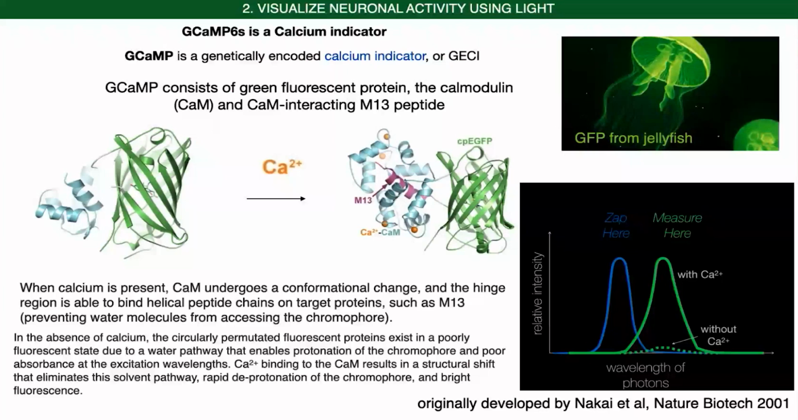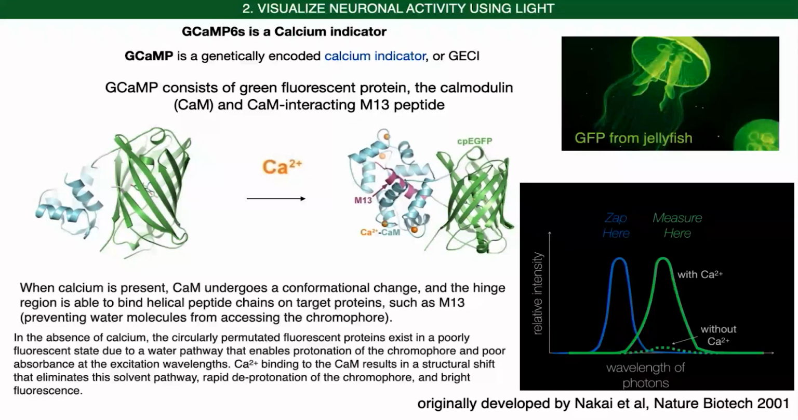So what are those calcium-sensitive proteins? There are different types of calcium-sensitive proteins. GCaMP is one of them, and is a calcium indicator. This GCaMP is a genetically encoded calcium indicator, and is also called GECI. So the GCaMP consists of different pieces, and in particular we have a green fluorescent protein, which is the classical GFP protein that you can get from jellyfish.